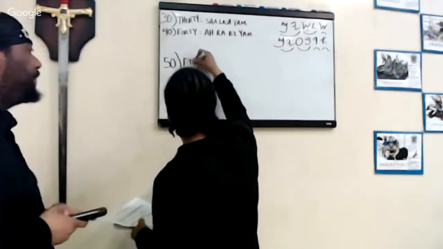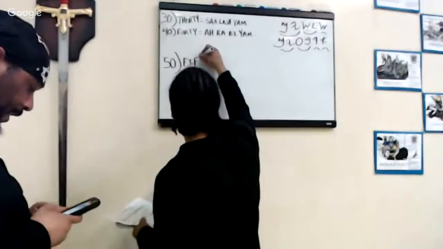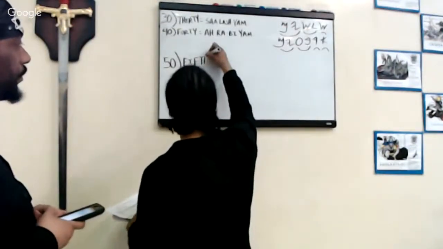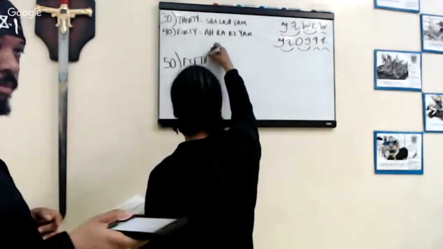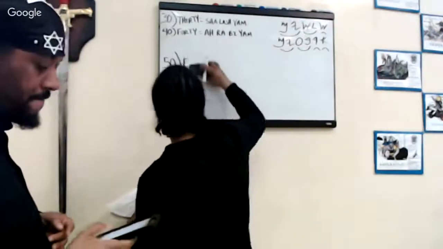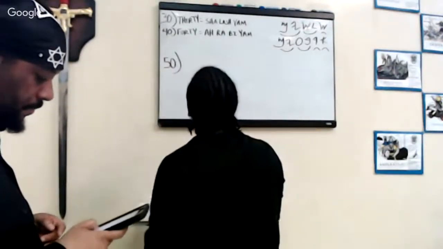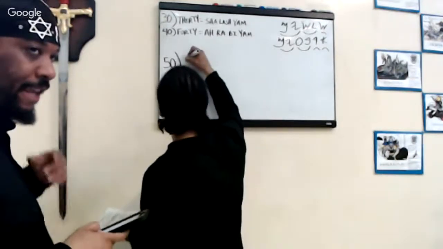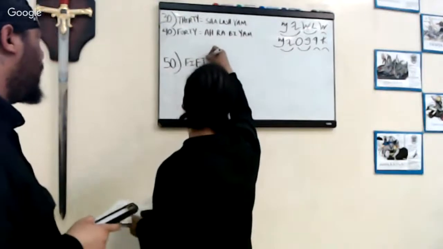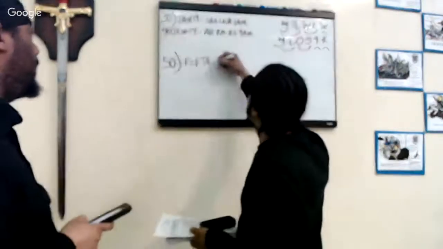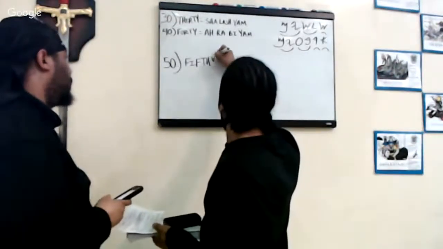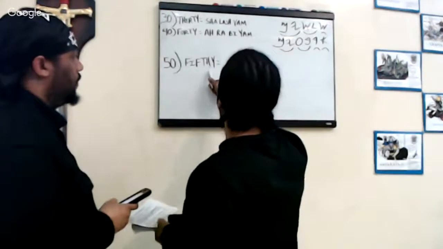So how do we say 5 in Hebrew? Chamash. You have to pronounce that cha. Chamash. So 5 in Hebrew is chamash.